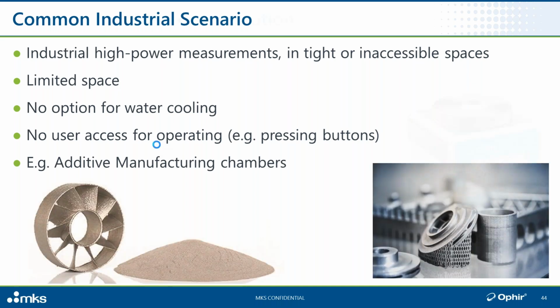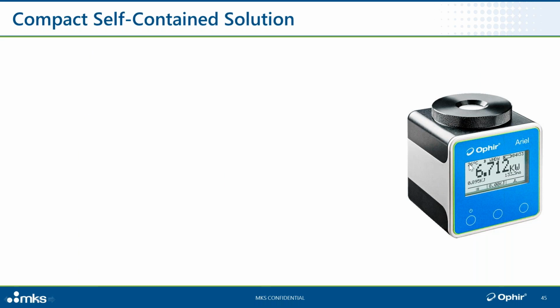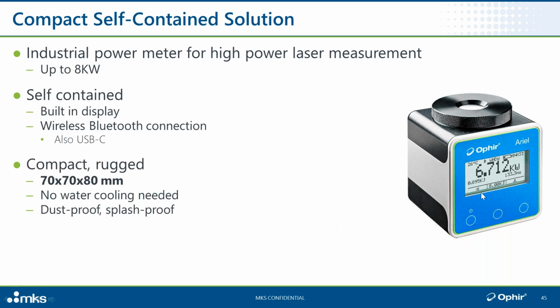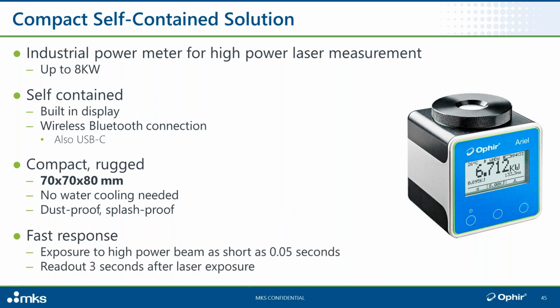So here you see a self-contained instrument that's completely self-contained, not even a cable. So you can stick this into the chamber, close the door, look through the window, and you can see what's on the screen. It can be set up using front panel buttons, or you can communicate with it wirelessly through a Bluetooth interface. And this thing, small, it can fit in the palm of your hand, right? And it can measure up to, in this case, up to 8 kilowatts for this particular device. 7 by 7 by 8 centimeters. And again, it uses that same short exposure method of measuring high power. So no water cooling, dust proof, splash proof, and so on.